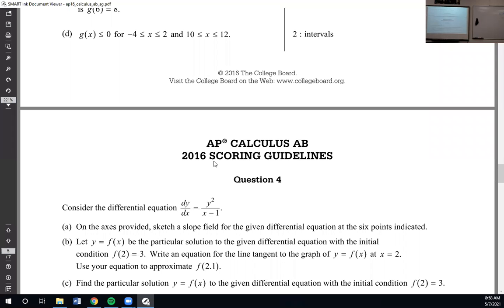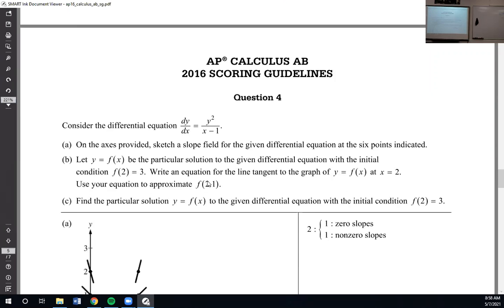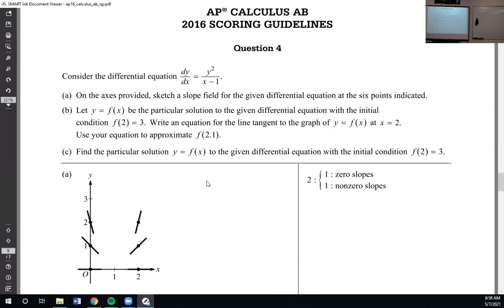All right, slope field. People are usually good at their slope fields. This is what the slope field should look like. When y is 0, the slope is 0. dy/dx is 0. And then you can plug those other points in.